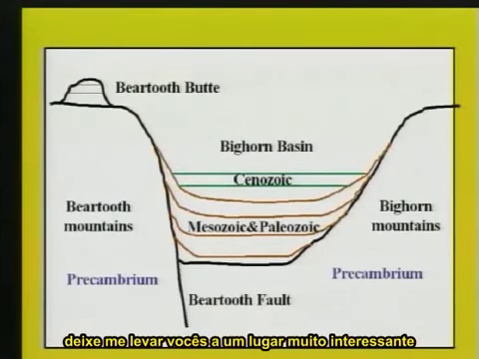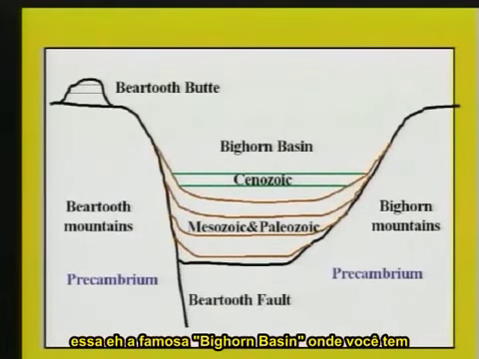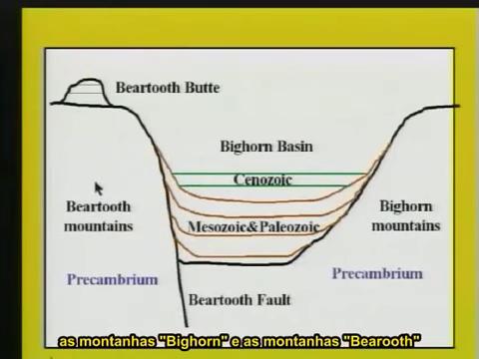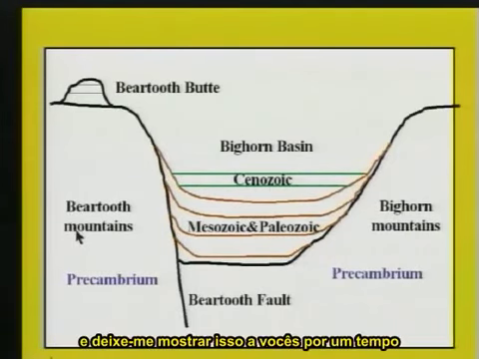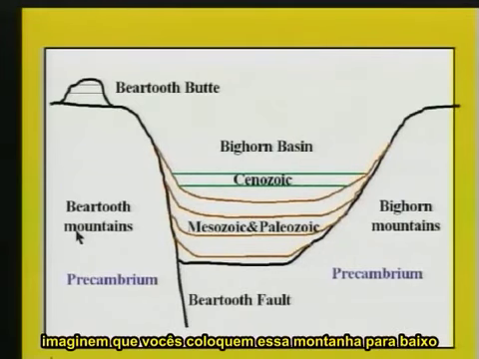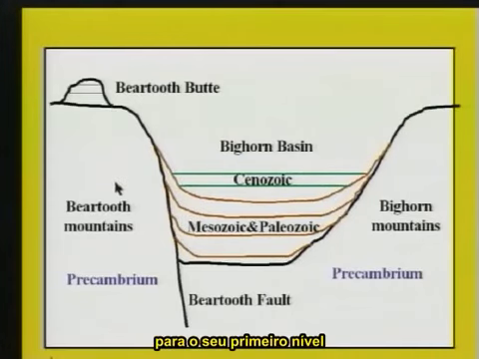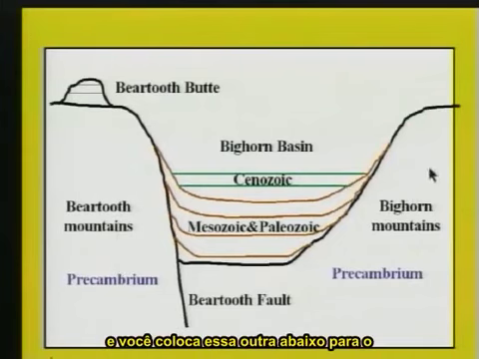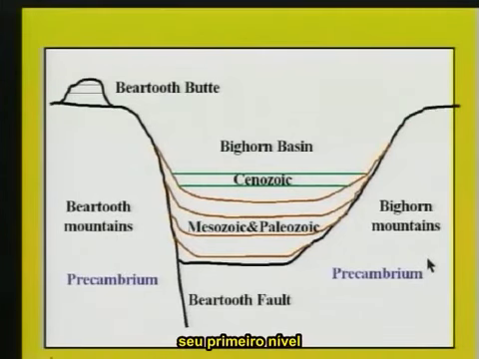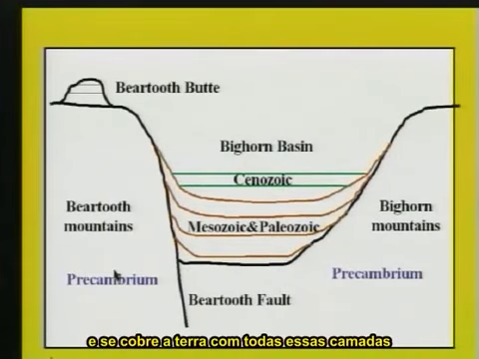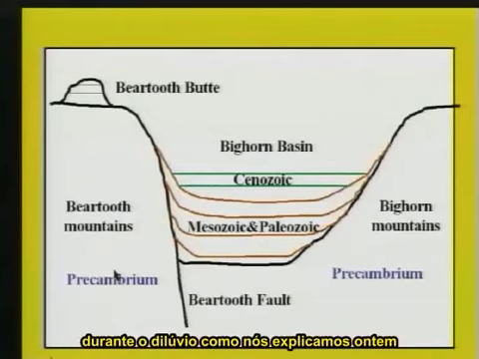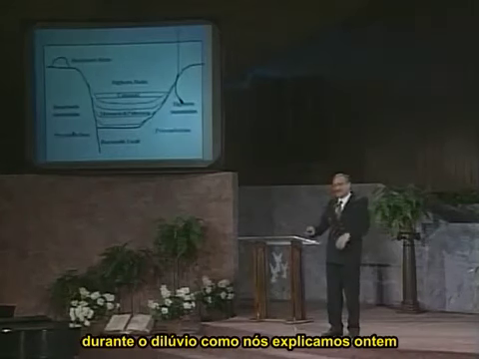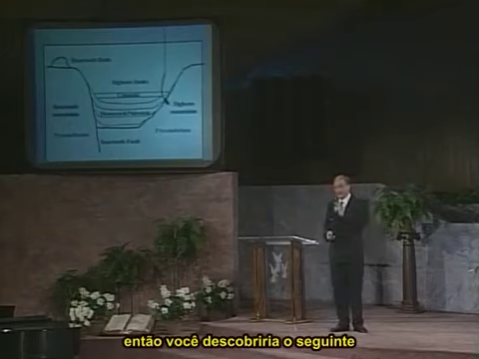Now I'm going to take you to an interesting place. This is the famous Bighorn Basin, where you have the Bighorn Mountains and the Beartooth Mountains. And I just want to run this by you just for a while. Think upon this. Imagine that you're taking these mountain tops right down to their previous level. And you're taking that one down to its previous level. So there are no mountains, everything is flat. You flatten it out. And you cover the earth with these layers that formed during the flood, as we explained it yesterday. Then you would find the following.